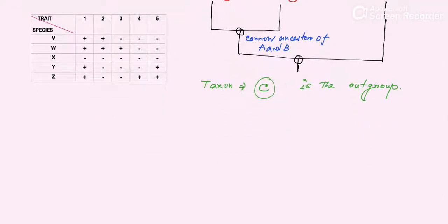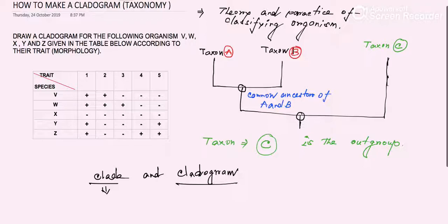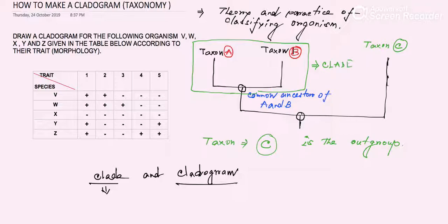As per today's discussion, there is a term that will come. We all know the term, that is clade. Clade and cladogram are not similar; they are quite different from each other. That's why I have written it. We have to know what a clade is and what a cladogram is. A clade means a group of organisms that includes an ancestor and all of its descendants. We can say this whole part is a clade.